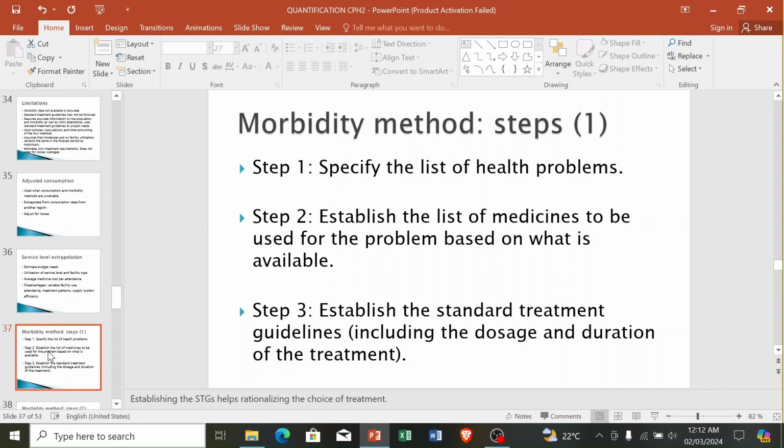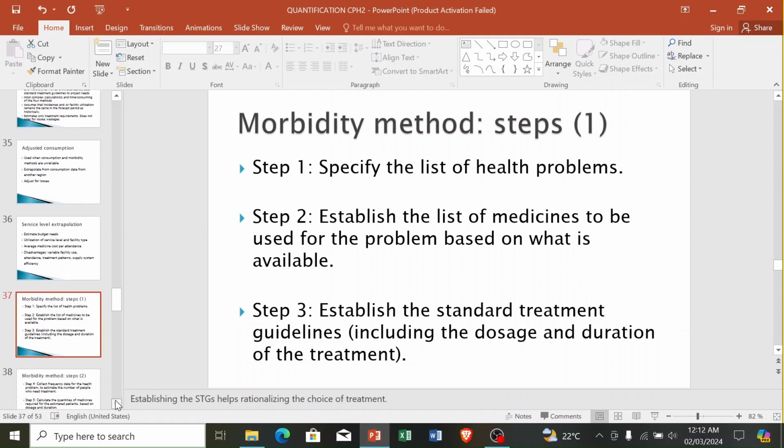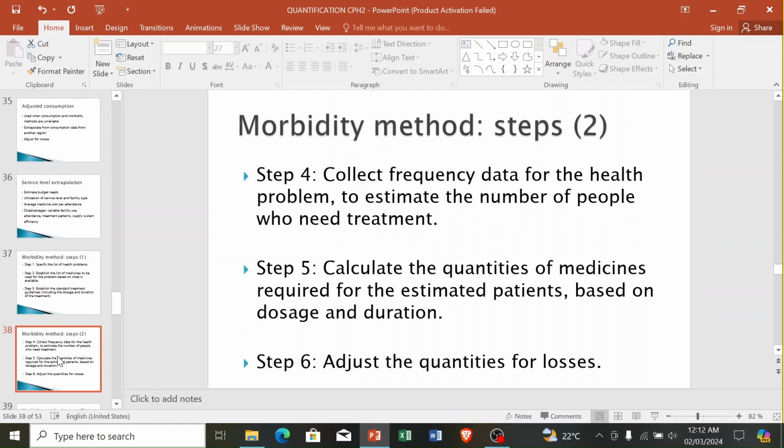And then establish the standard treatment guidelines, including the dosage and duration of the treatment. If you're quantifying for adults, look at how much of the medicine adults need. After that, collect frequency data for the health problem to estimate the number of people who need treatment. Find out how many people need treatment. Calculate the quantities of medicines required for the estimated patients based on the dosage and duration.